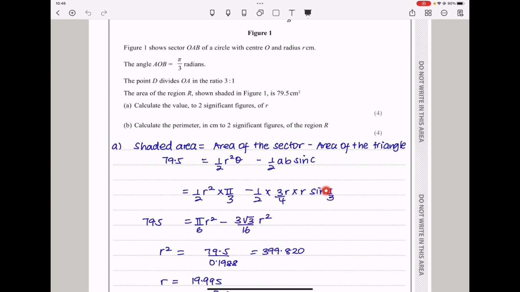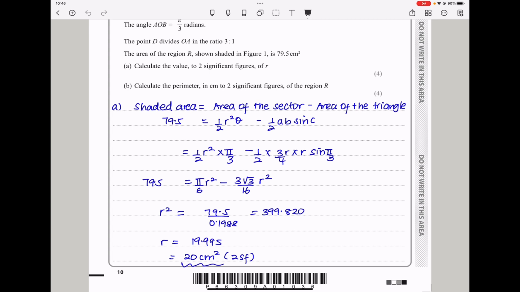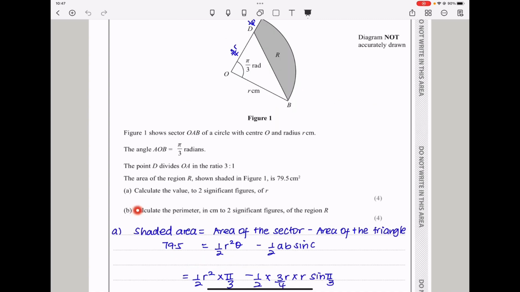Remember, when you're finding the sine of pi over 3, your calculator should be in radians so that you can find the appropriate answer. So making r squared the subject, I got r squared is 79.5 divided by 0.1988, which gave me that. And therefore my r was 19.995, which is approximately 20 centimeters, because my answer was supposed to be in two significant figures. So 20 centimeters.